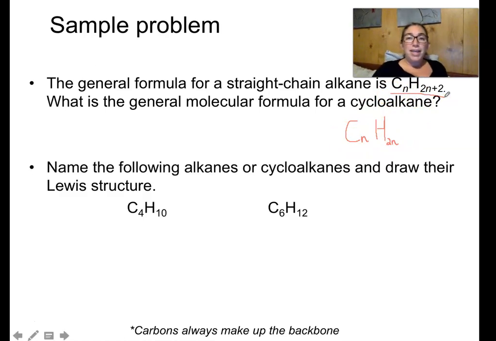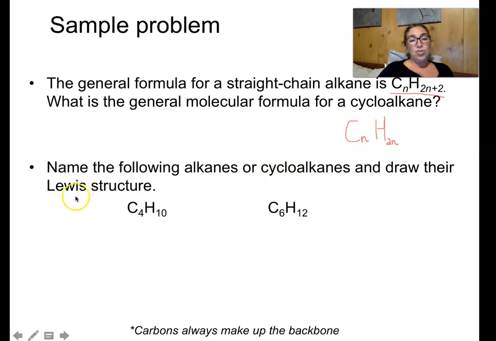So we could have a problem that gives us the formula of some alkanes and just asks us, is it straight chain or is it cyclic? Is it a cycloalkane? And we can tell based on whether it fits this formula or this formula. So C4H10 was actually the example I just gave for a straight chain alkane because 10 is 2 times 4 plus 2. Whereas C6H12, the number of hydrogens is 2 times the number of carbons. So this would be a cycloalkane.